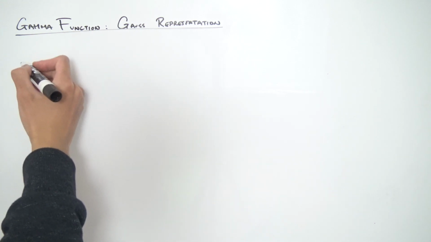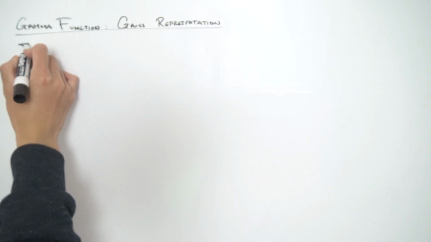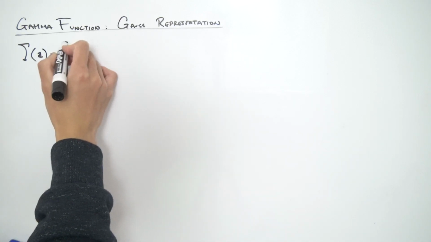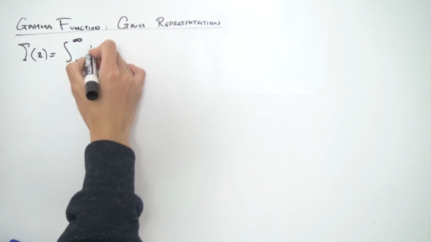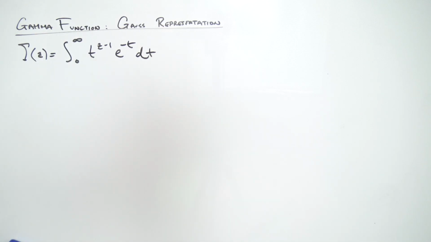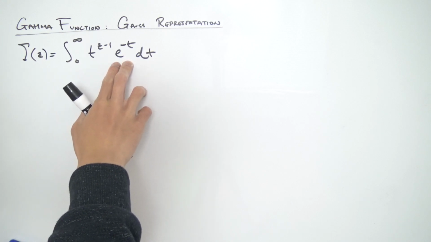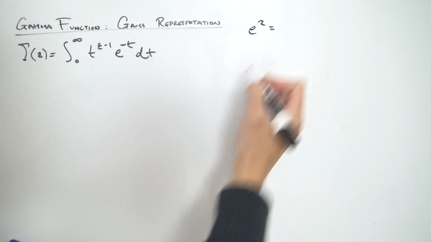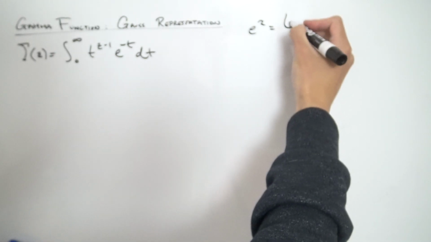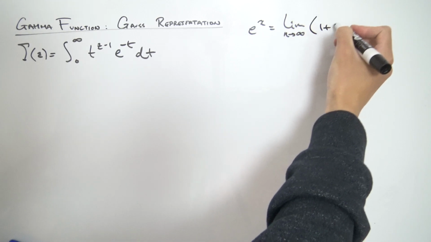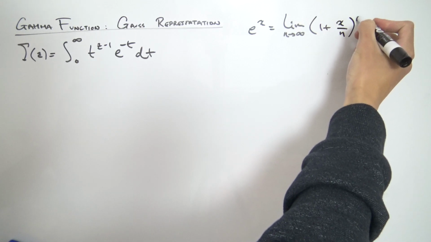We're going to be starting with the integral definition of the gamma function. So gamma of some complex number z is equal to the integral from 0 to infinity of t to the z minus 1 times e to the minus t dt. And from here, I want to make one replacement on this exponential function. Notice that one of the definitions of e to the x is the limit as n approaches infinity of (1 plus x over n) to the nth power.